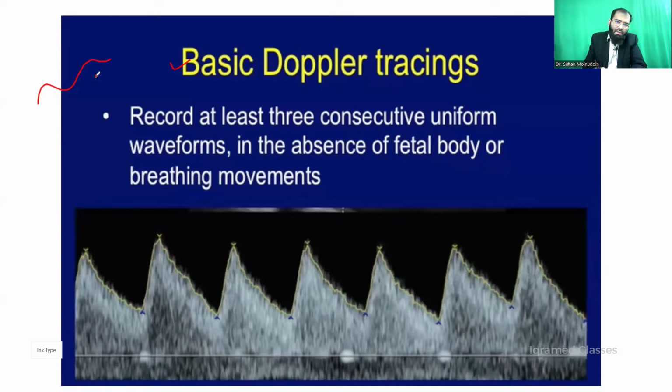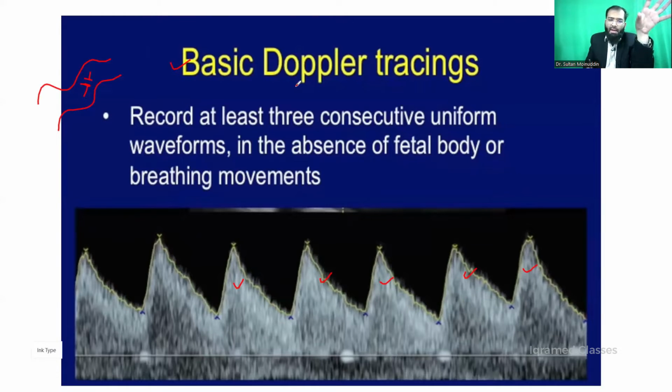So, if this is the umbilical artery, suppose you place your cursor within this and you take a tracing of the umbilical artery, so you would be getting this type of waveform. So now, what is this waveform? Let's make it very simple.